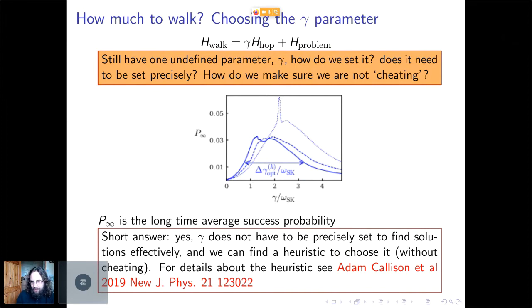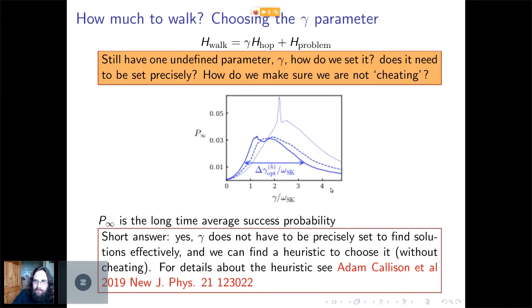If you're familiar with, say, unstructured Grover-like search, you'd know in that case it does need to be chosen very carefully. Turns out for these spin glasses, I'm not going to go through the whole story here because there's a lot of details, but what we found is no, you don't need to be very precise, and it doesn't scale with size. You can see the paper with some details on that and what the heuristic are, but here's just some plots of the P infinity, just the long time success probability, versus this gamma, how strong you make the hopping.